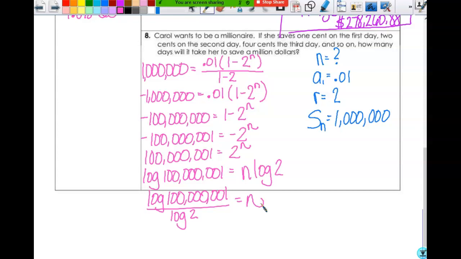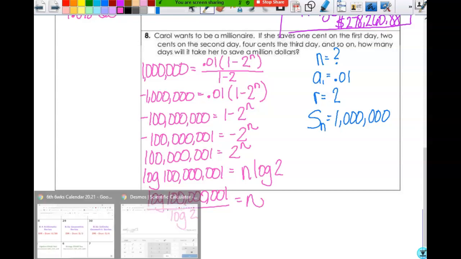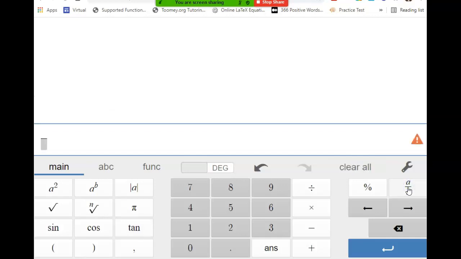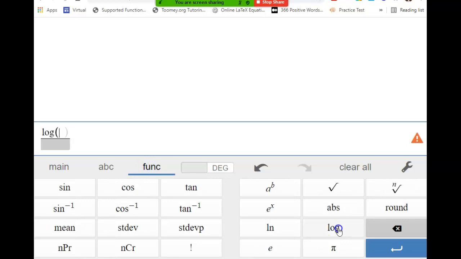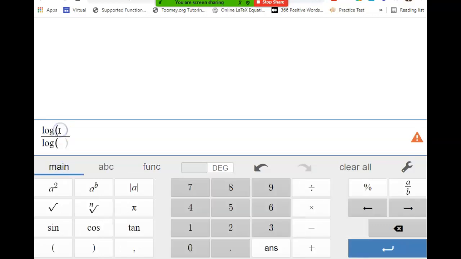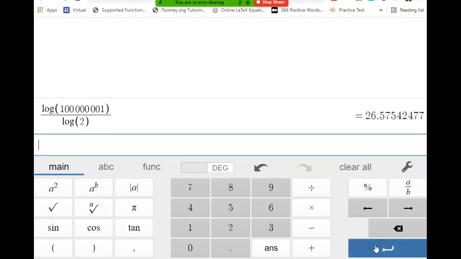Everybody with me? So now I'm going to do that in my calculator. I'm going to have a fraction, and then I'm going to hit function, and I need a log in the numerator and a log in the denominator. I'm going to put both of the logs there just so I don't have to go back and forth. In the numerator, I want the log of 100 million and 1, that's 100,000,001. In the denominator, it's the log of 2. And my answer is 26.575, blah, blah, blah.